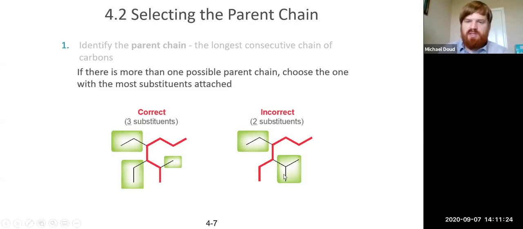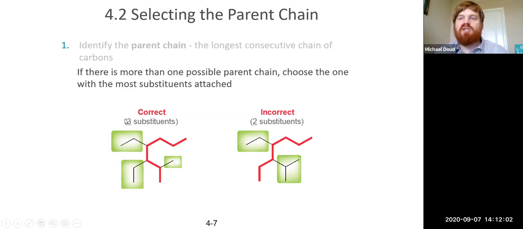So let's look at these two examples here. We've got two different pathways that go to 7 carbons. Those are our two possibilities. Now, the correct one is going to be the one that has the most carbons that are branched off of it. So here we have 3 separate substituents, whereas on the right we have 2 separate substituents. Again, those are groups of carbons that are off of the parent chain. So we want the one that has more.